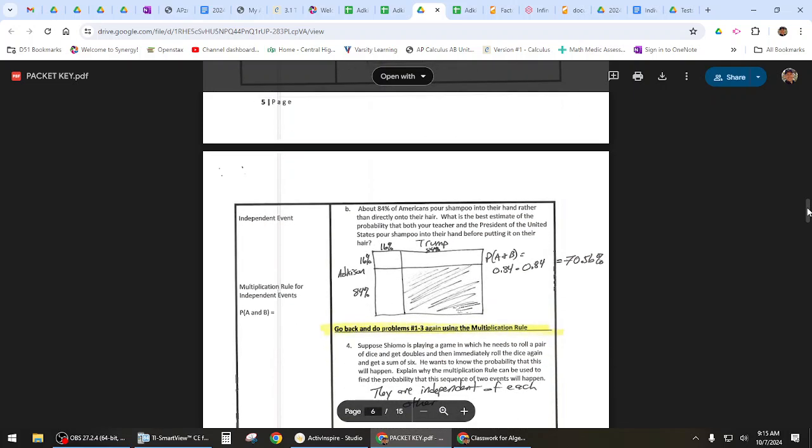Alright, next one. Again, I told you you didn't have to do the area models, but take note of what they look like.